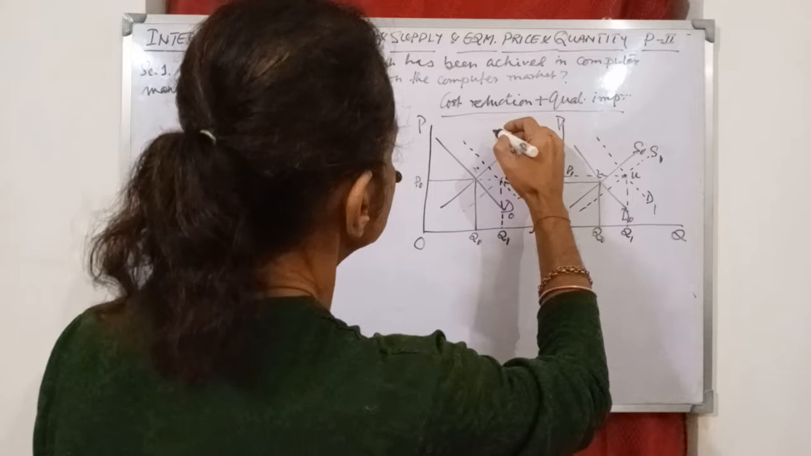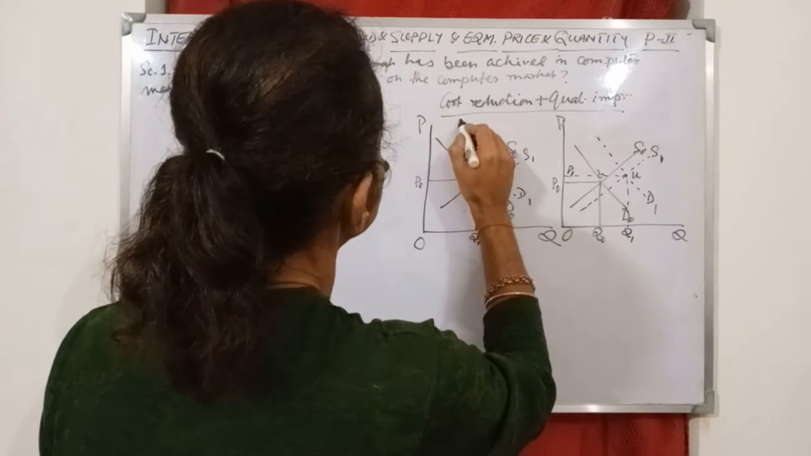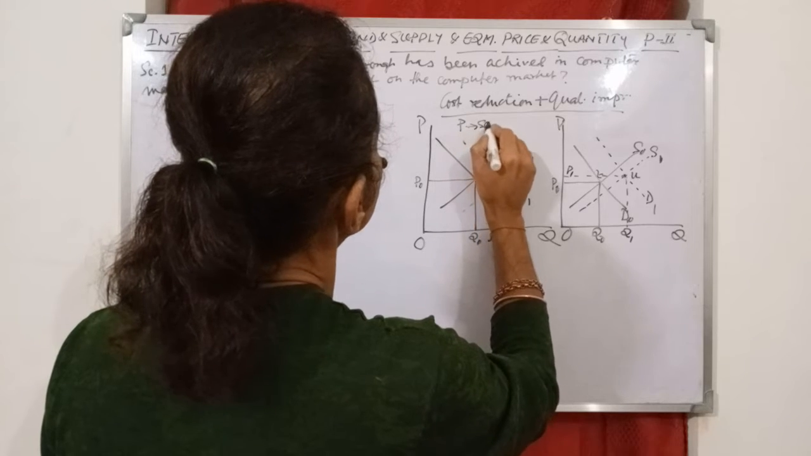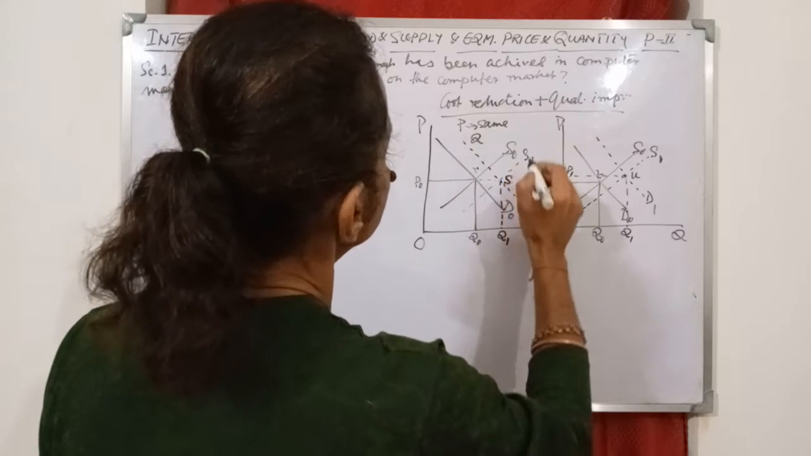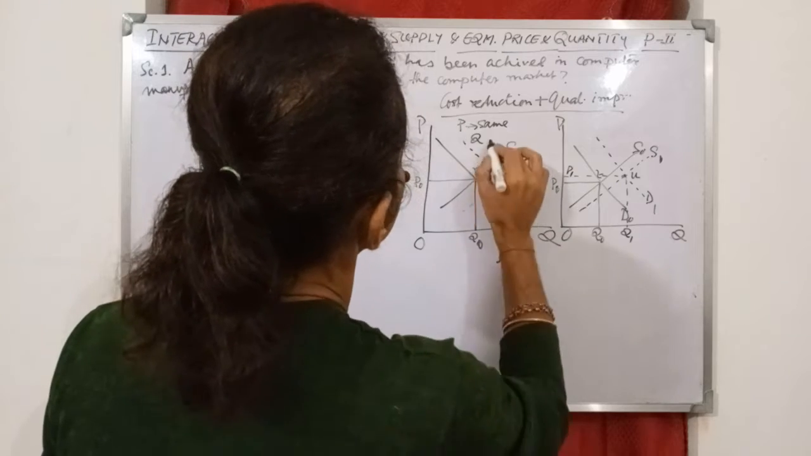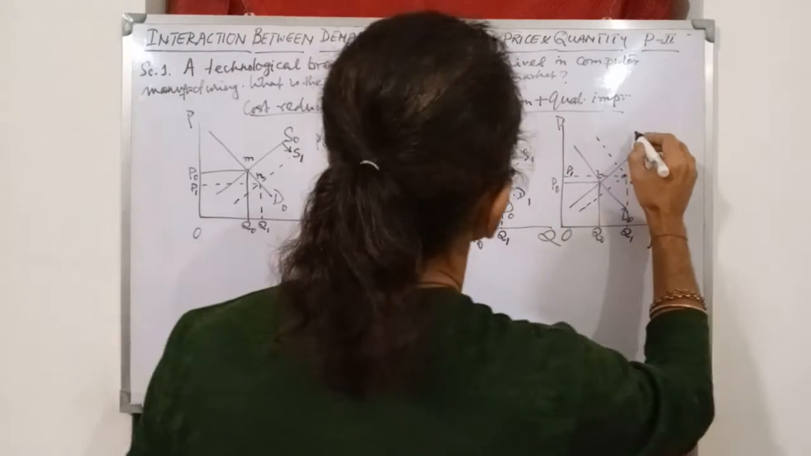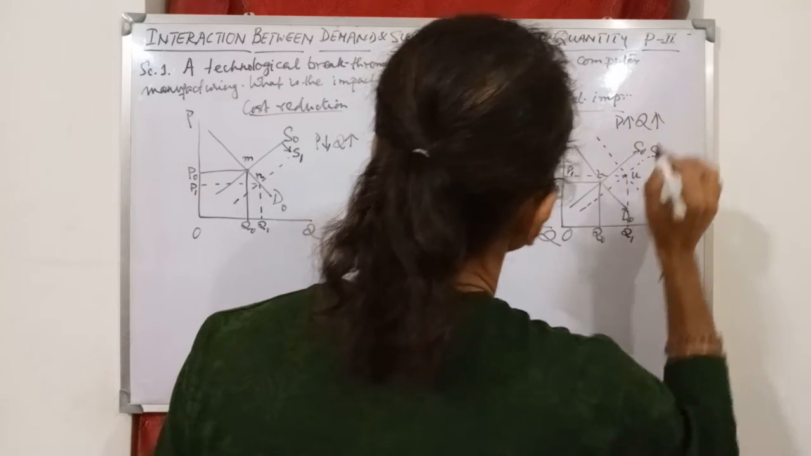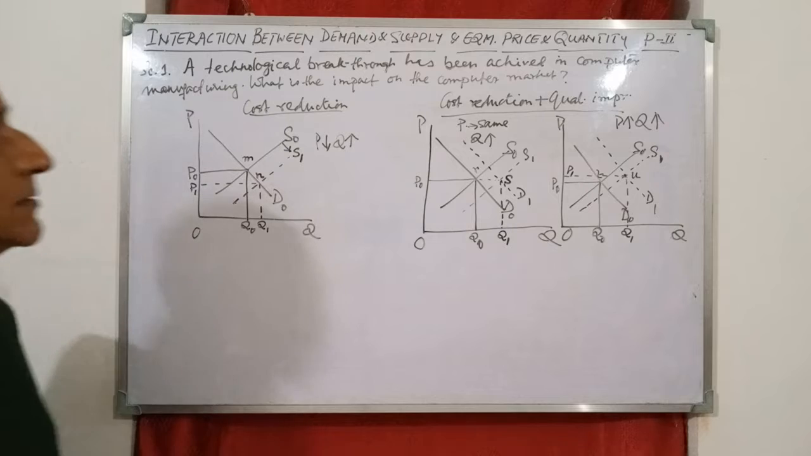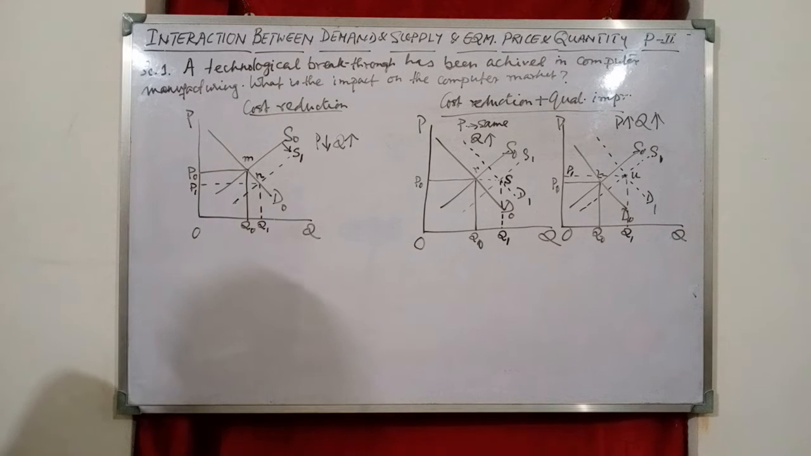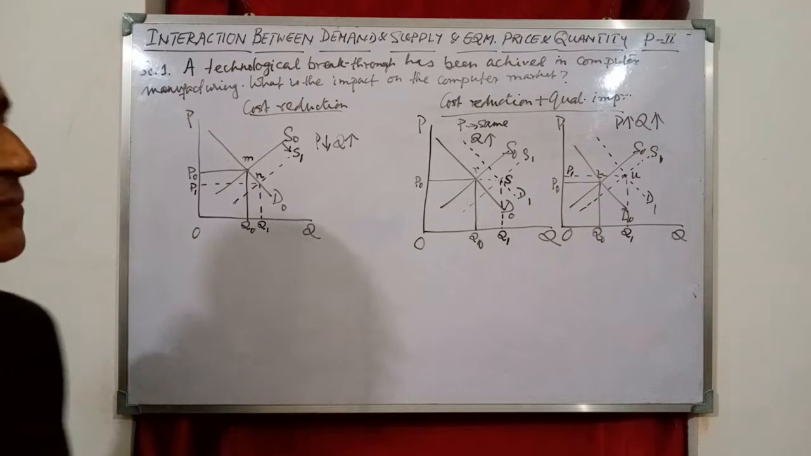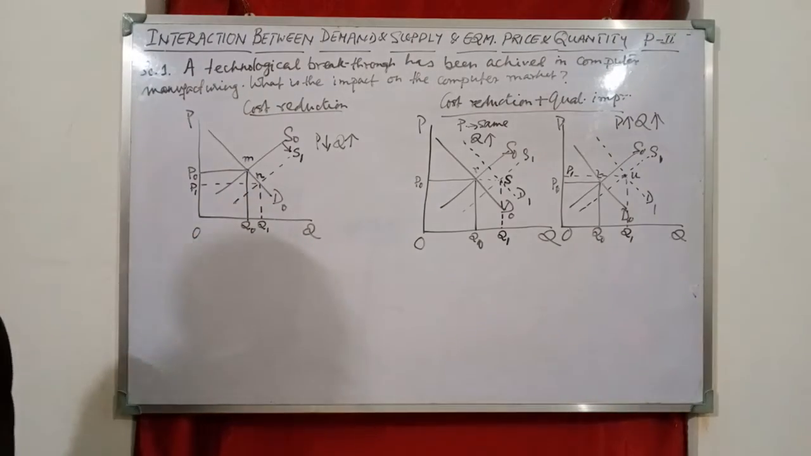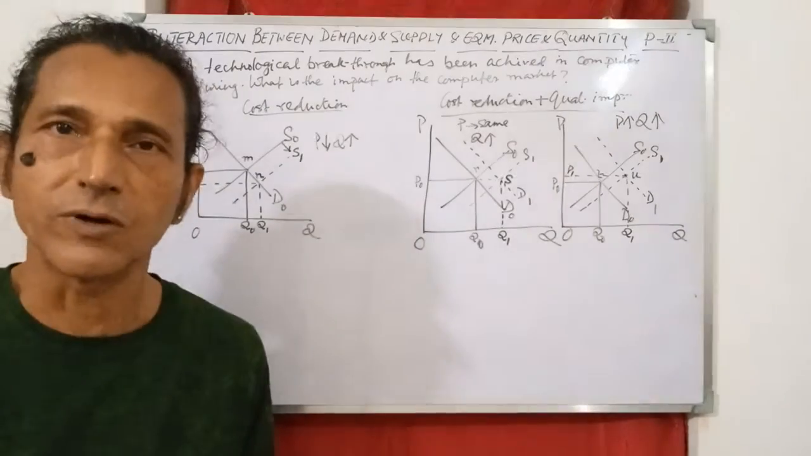So here the impact is price same, quantity increasing, and here price is increasing as well as quantity is increasing. Both are increasing. So this is the impact of technological breakthrough on the computer market in terms of demand and supply and equilibrium price and equilibrium quantity.